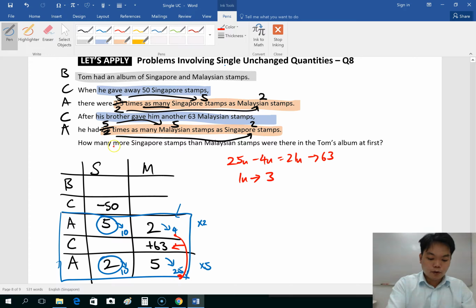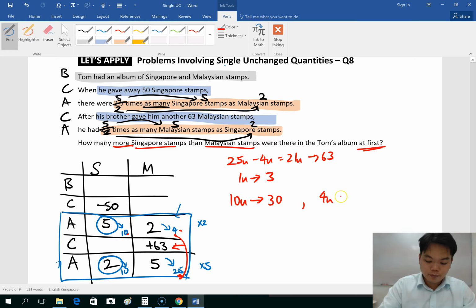Now, how many more Singapore stamps than Malaysian stamps were there in the album first? So we need to find out the exact number first. Now here, this is 10 units. The 10 units has to be 10 times 3, 30. The Malaysian stamps here, there will be 4 units. 4 units will be 4 times 3, 12.